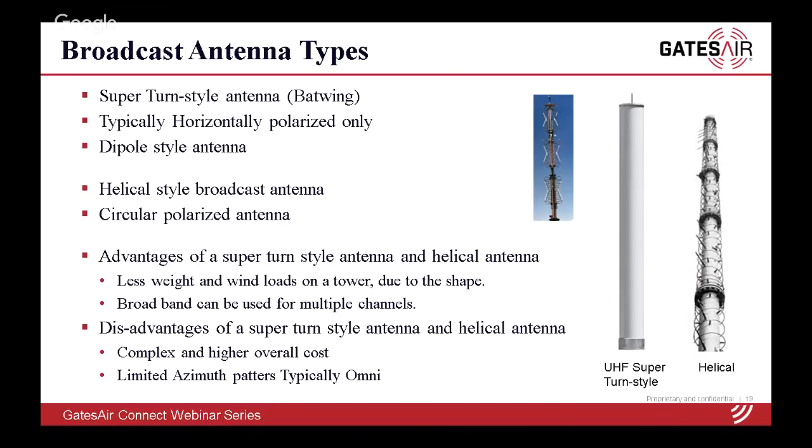So the other style that's commonly used in broadcast is a helical style antenna. And those are typically circular polarized. Advantages: super turnstile antennas and helical antennas are less weight, less wind load on a tower due to their shape. They're broadband and can be used for multiple channels. Disadvantages: super turnstiles and helical antennas, like panel antennas, are complex and usually have a pretty high cost. They're limited on azimuth patterns, typically omni. You can do some peanut patterns with the super turnstiles, but typically most of them are omni.